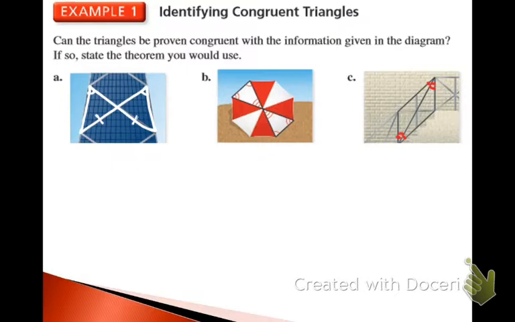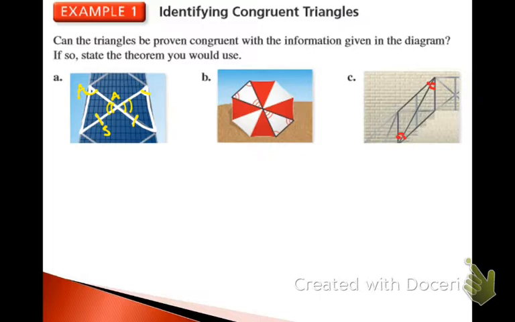So in letter A, we're going to compare the triangle on the left to the triangle on the right. What do we have marked in both of them? An angle. What else do we have marked in both of them? Side. So at first glance, it appears we don't have enough information. But what else are we missing? The vertical angle, congruent to the vertical angle.